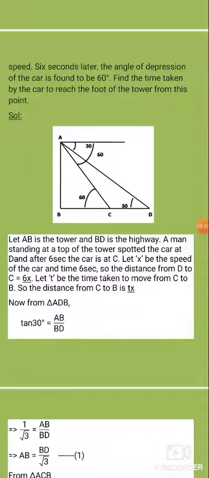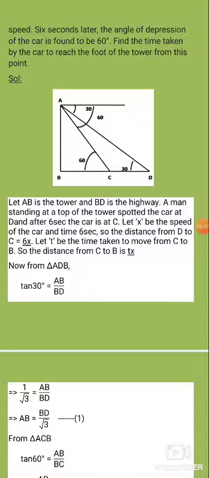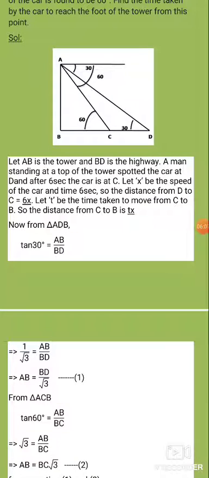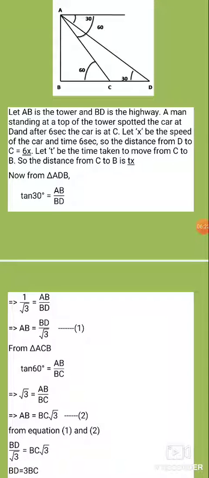Now second right angle triangle, ACB. So tan 60 is equal to what? AB by BC. Now tan 60 is root 3, which is equal to AB by BC. So AB is equal to what? BC root 3. Put equation number 2. From both 1 and 2, AB is the same. So we can equate what? The right side, that is BD by root 3 is equal to BC root 3.